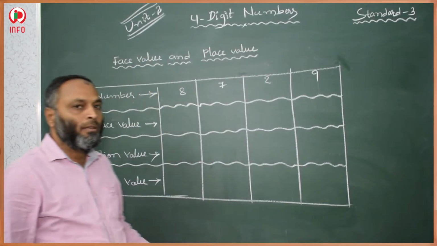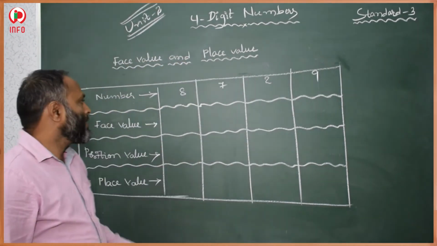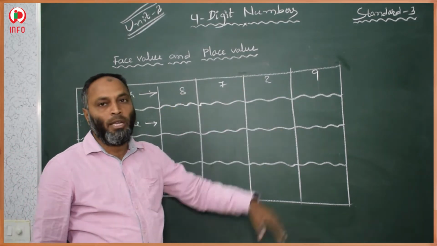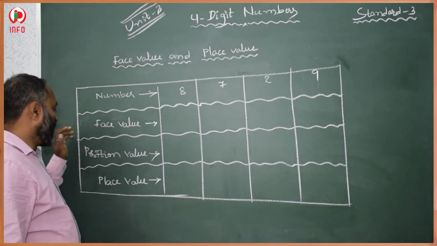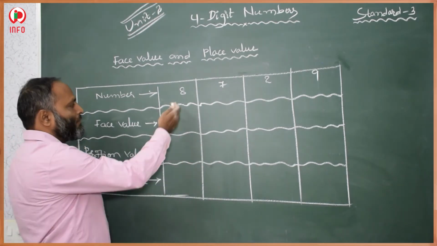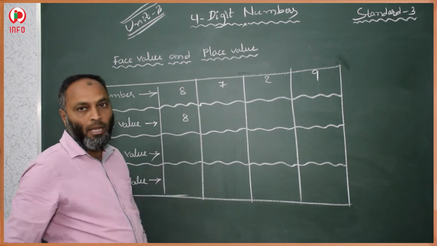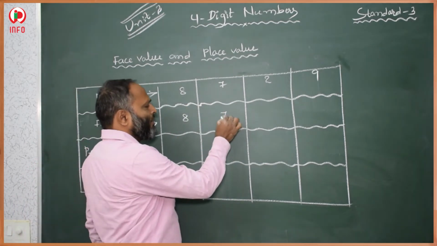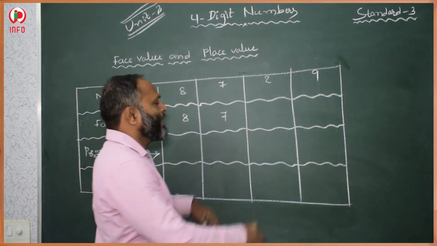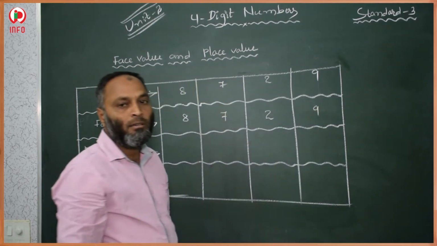Dear students, now we are going to discuss face value and place value. For example, our number is 8729. What is the face value, the position value, and the place value? Face value means whatever number is there, we take that number, no change. In 8729, the face value of 8 is 8 only, of 7 is 7 only, of 2 is 2 only, and of 9 is 9 only.